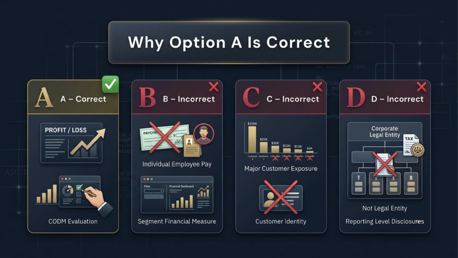to ASC 280. Option B is wrong because ASC 280 does not require salary details for every employee. Option C is wrong because the standard does not require personal identifying details of customers. Option D is wrong because reportable segments are not separate tax filers merely because they are disclosed as segments. Segment reporting is a financial statement disclosure model, not a tax return system.